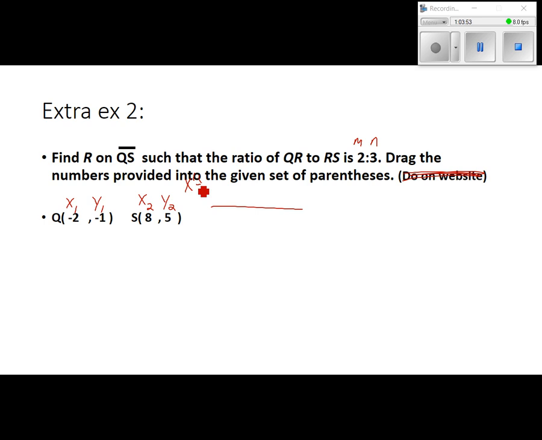What's the formula? It starts off with N, doesn't it? So 3 times, what's our X1? -2 plus, ignore that stray mark. M is 2 times X2, which is 8. All that divided by 2 plus 3 on bottom. Do all that top for me.